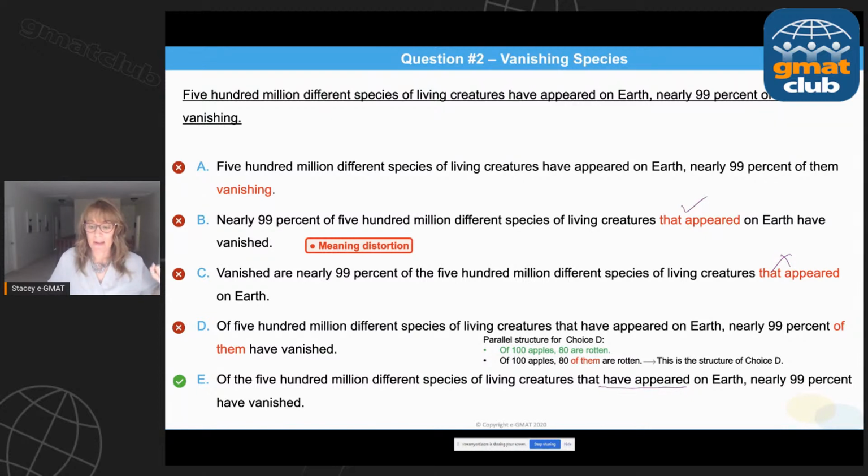Okay. Yes, of the 500 million, because we're talking about of the total 500 million, 99% of that 500 million has vanished. See? That nearly. So of the 500 million, nearly 99% has vanished. So that gives us that piece that we want. So that's the communication.